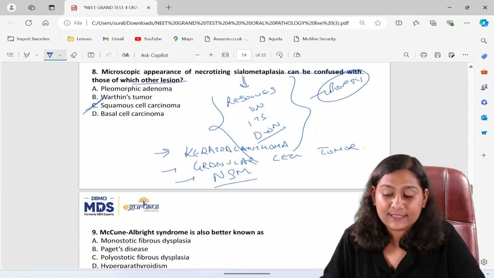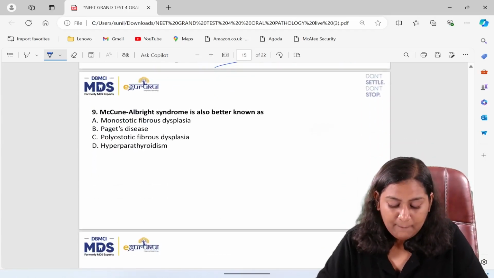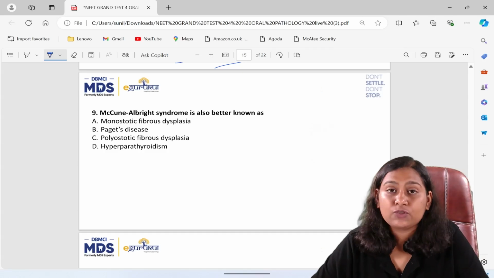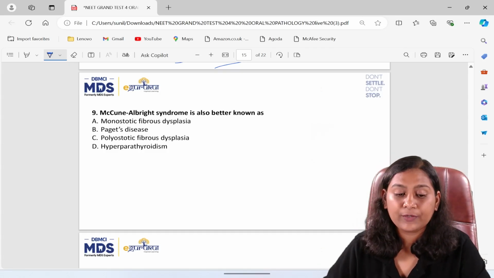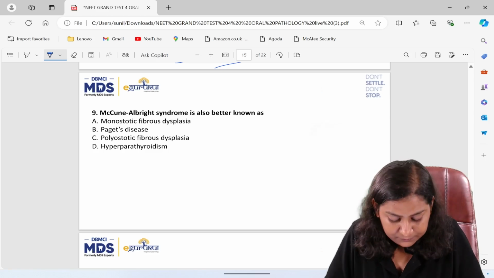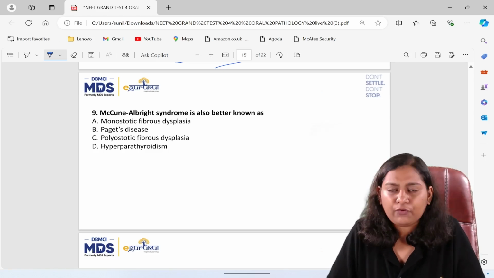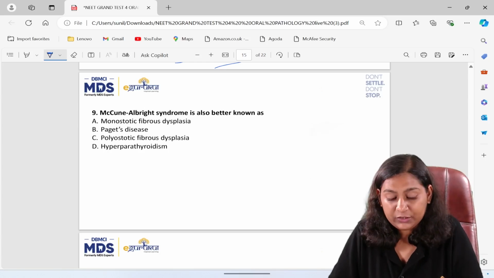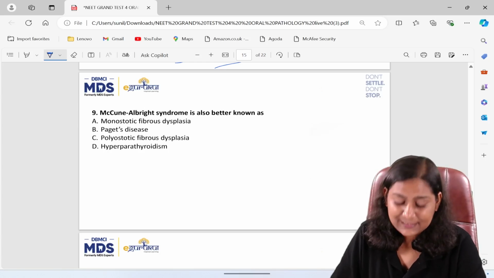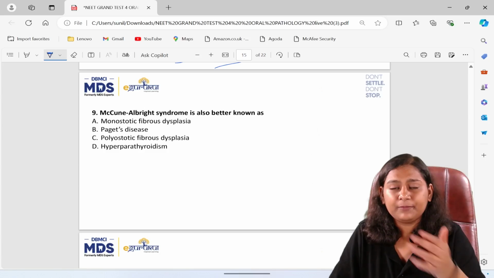Along with necrotizing sialometaplasia. Now, McCune-Albright syndrome is also better known as, very direct question, okay. Answer. So first of all, McCune-Albright syndrome, do not get confused with Paget's and hyperparathyroidism. It is a fibrous dysplasia. Now, which type? Monostotic or the polyostotic fibrous dysplasia? It is polyostotic fibrous dysplasia.